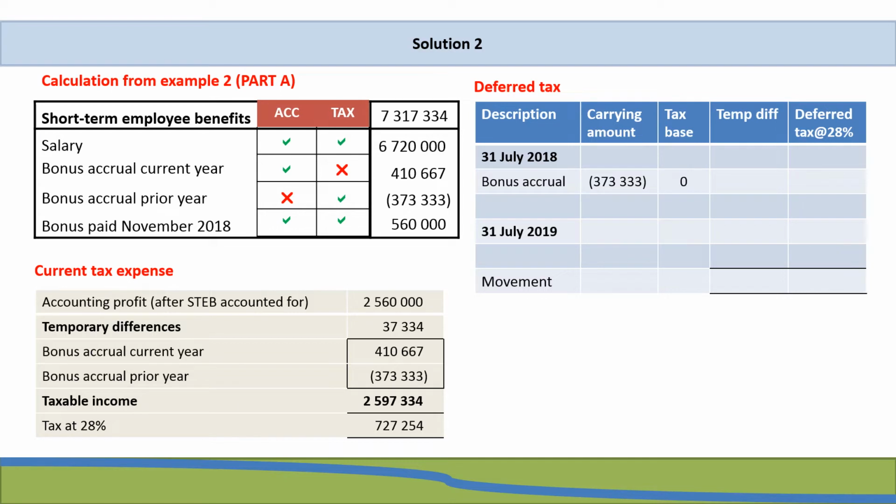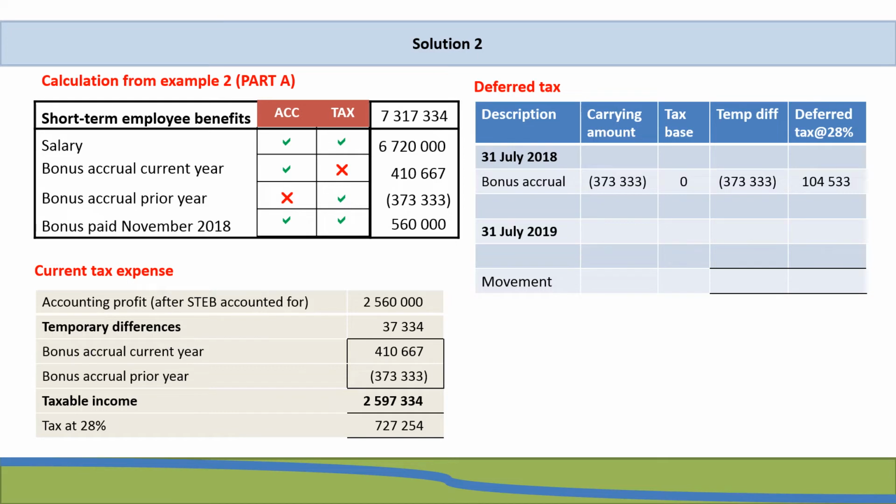Now remember that the tax base of a liability for tax purposes is the carrying amount less amounts that are deductible in future. So the bonus accrual is deductible in future, and therefore it will be the carrying amount of 373,333 minus the amount that's deductible in future, which is the full amount of 373,333 Rand. Therefore, the tax base is 0. This results in a temporary difference of 373,333 and a deferred tax of 104,533. Now, remember that the carrying amount is greater than the tax base, and we are dealing with a liability, and therefore it results in a deferred tax asset.